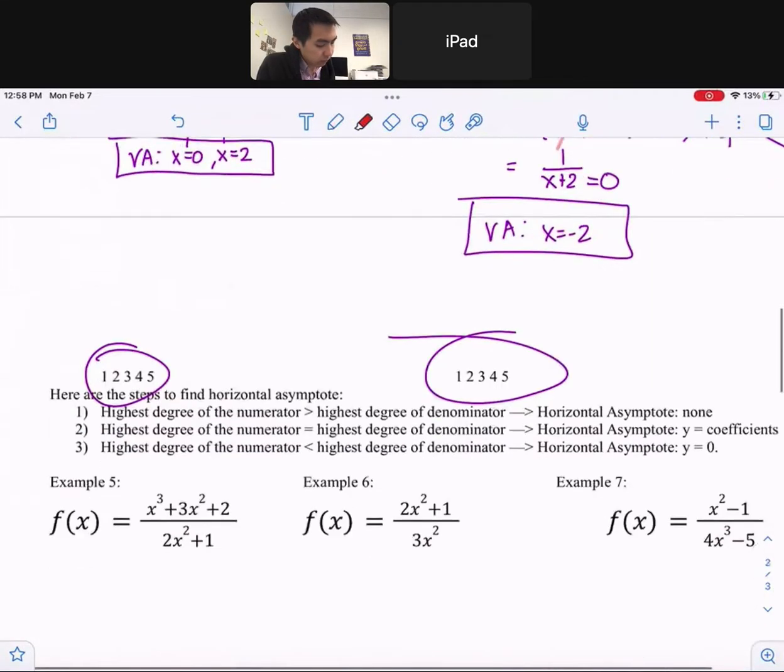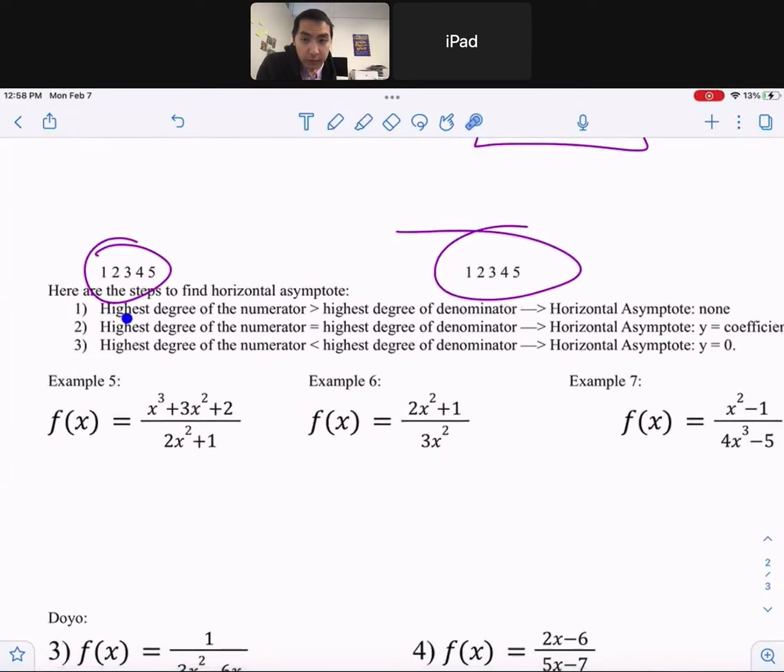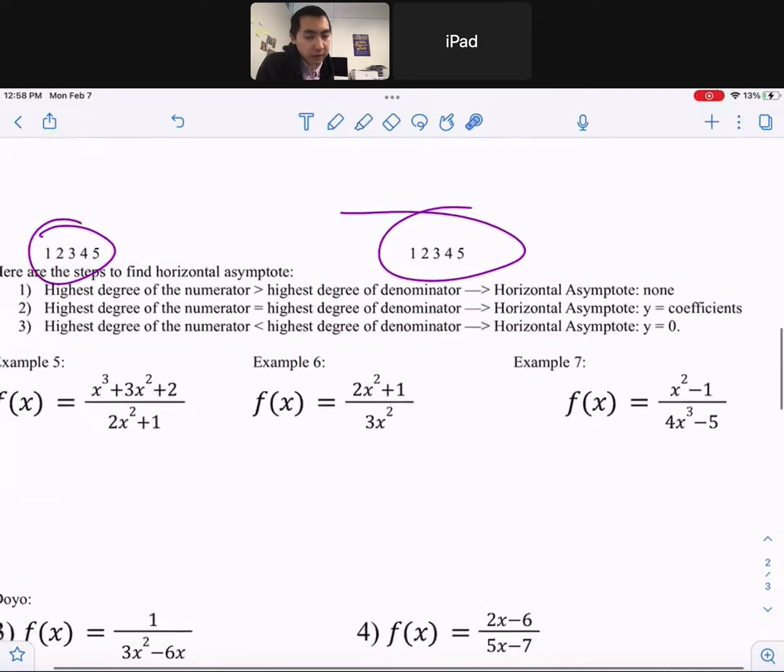To find that, we have 3 scenarios. We look at the highest degree of the numerator. If it's greater than the highest degree of the denominator, the horizontal asymptote is none. If the highest degree of the numerator is equal to the highest degree of the denominator, the horizontal asymptote is y equals the coefficients. And lastly, if the highest degree of the numerator is less than the highest degree of the denominator, the horizontal asymptote is y equals 0.